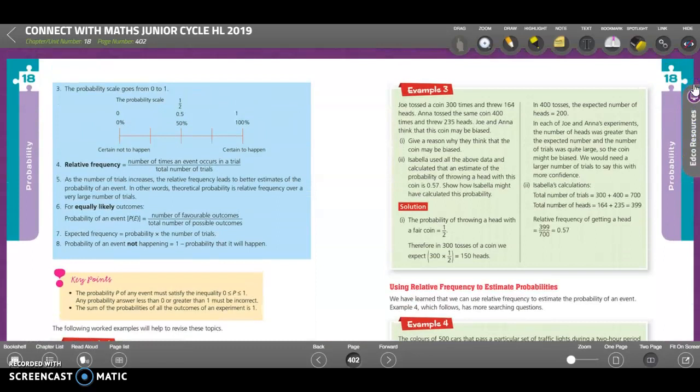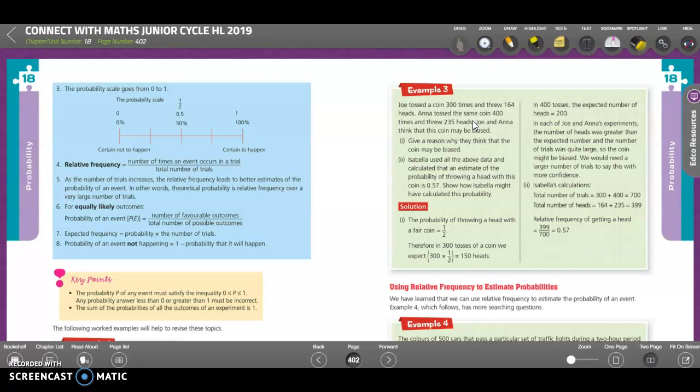Going up to this example here, Joe tossed the coin 300 times and threw 164 heads. Anna tossed the same coin 400 times and threw 235 heads. Joe and Anna think the coin may be biased. Give a reason why they think it may be biased. Well, they think it's biased because you would expect it to be a head 1 in 2 times, so half the time. So Joe is expecting 300 multiplied by a half, 150 heads. He gets 164. Anna is expecting 400 multiplied by a half, 200 heads, and she gets 235. So both of them have got more heads than expected.